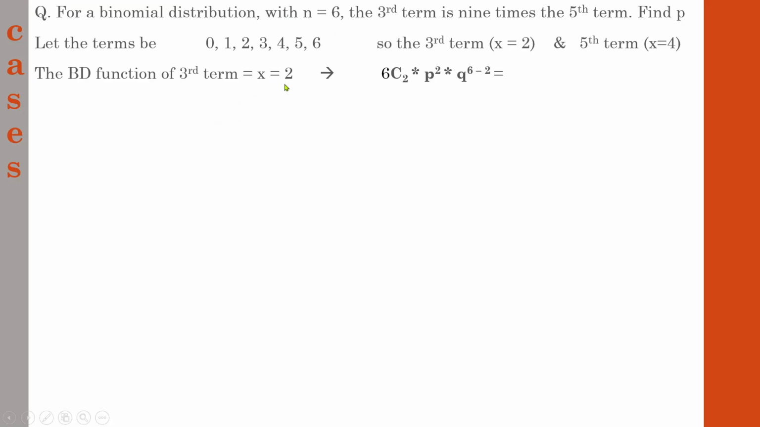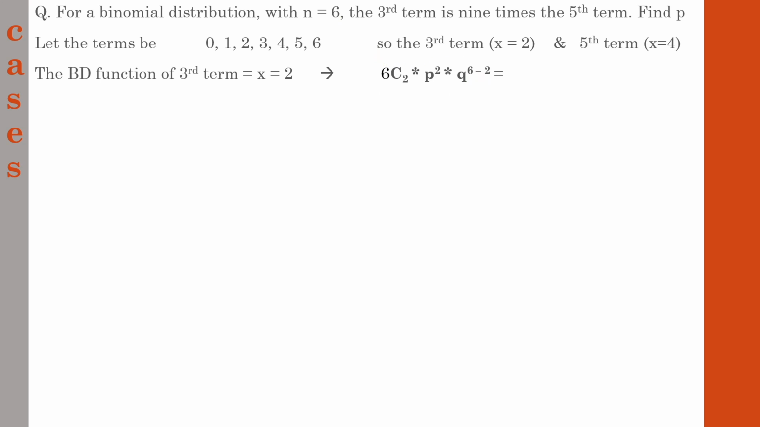Sorry, x equal to 2, because we already found that the third term is 2. So if you substitute the same in the binomial distribution equation, N is already given in the question as 6, so nCx, x is 2, so 6C2 into p raised to the value of x, that is 2. We don't know about p, so let it be like that. Into q raised to n minus x, we know that n is 6 and x is 2, so we have got this one. Let it be like that because we can't go any further with that.